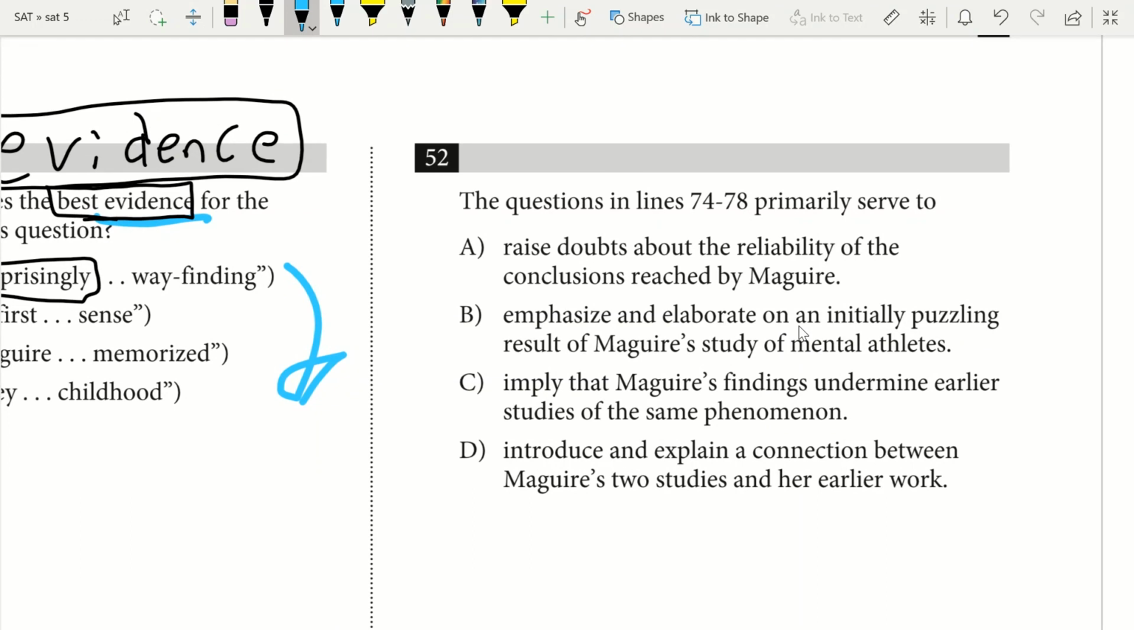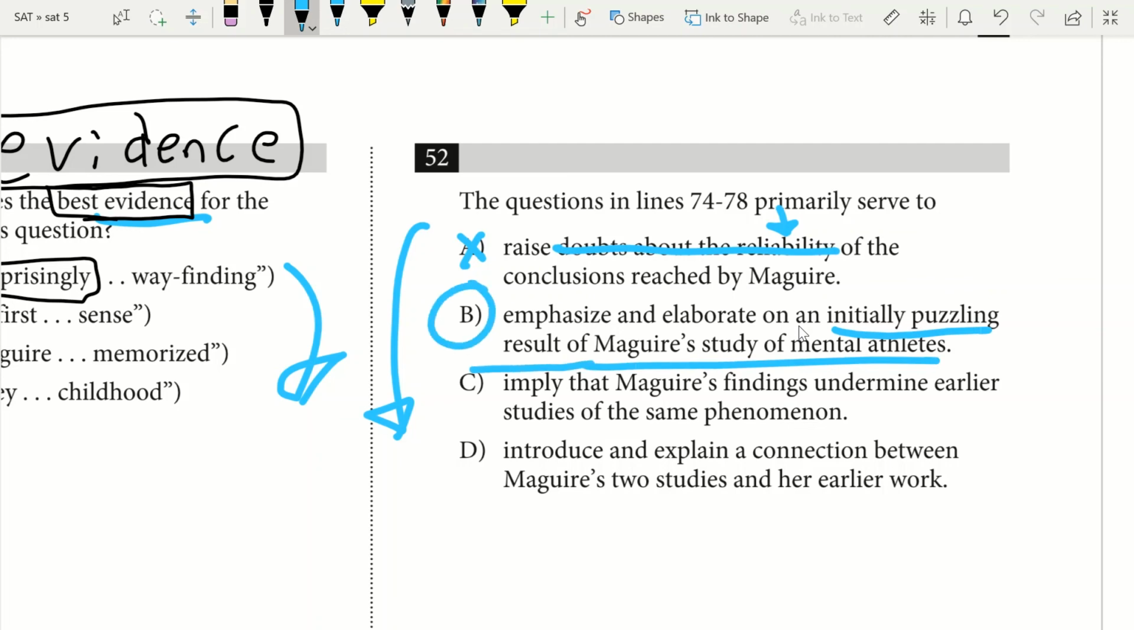All right, so let's just run through A through D here, see which one says something along those lines. So we have option A, raising doubts about the reliability of the conclusions. No, we're not raising doubts about reliability. Nothing indicates that these conclusions are unreliable. B, emphasizing and elaborating on an initially puzzling result of his study of mental athletes. Yes. We are emphasizing the fact that we don't understand at first why they're using their minds like London cabbies when they're just memorizing sets of data or numbers or sequences of numbers. Initially, that's puzzling to us because we don't know why they're using visual parts of the brain to do that. So that's really showing us that that is initially puzzling. So B would be our correct answer there.